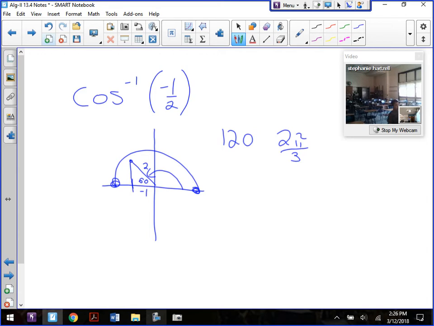Yep. When you're a reference angle of 60 degrees, you're in the second quadrant, means your actual theta value is going to be obtuse because cosine is the only one that gives you obtuse angles. So there's your answer. What angle has cosine of -1/2? 120 degrees or 2 pi/3?